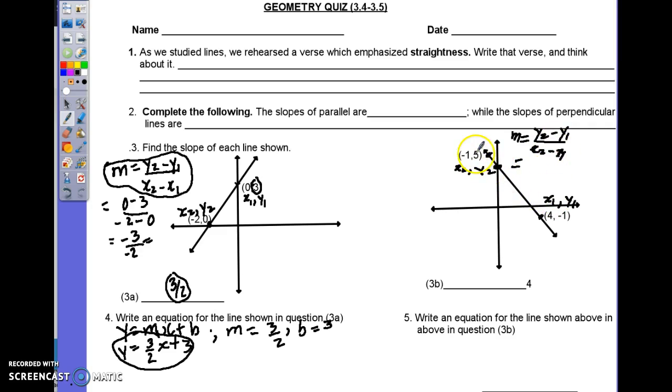y2 minus y1 would be 5, take away -1. Please do not neglect to write it out like that, because that take away negative is going to give us something. This is going to be 5 plus 1 over x2 minus x1, which is -1 minus 4. We have a negative, should be 4, not 6. -1 minus 4. We have a negative here, and this is like a negative here also. It's not a minus negative, it's a negative and a negative. And that gives us a bigger negative.